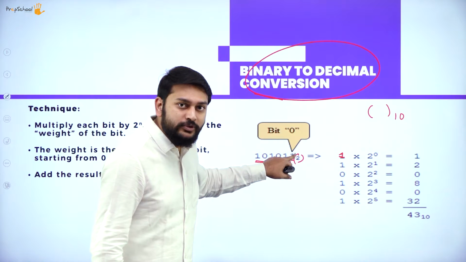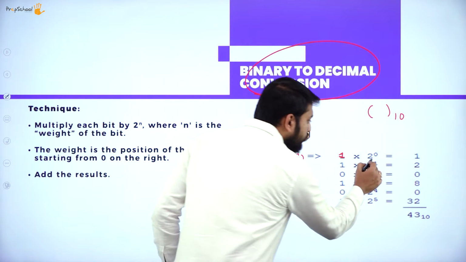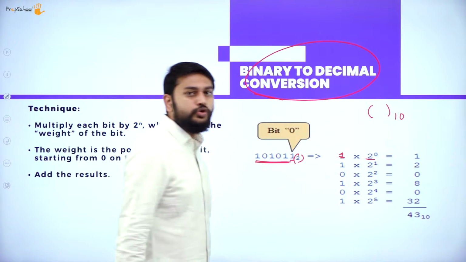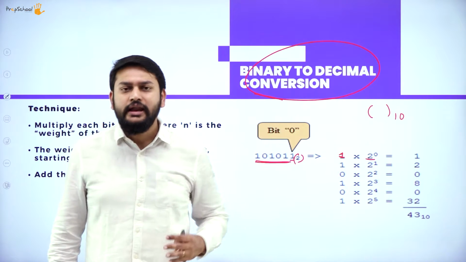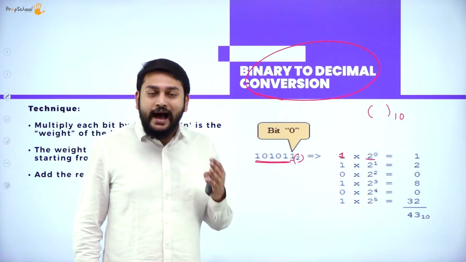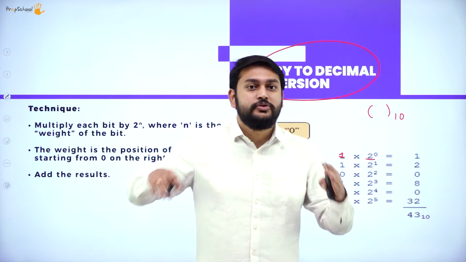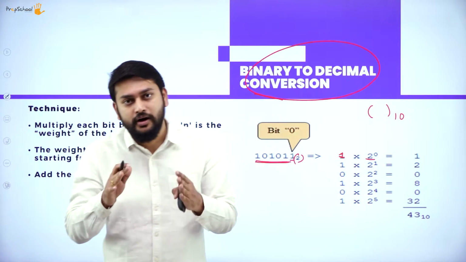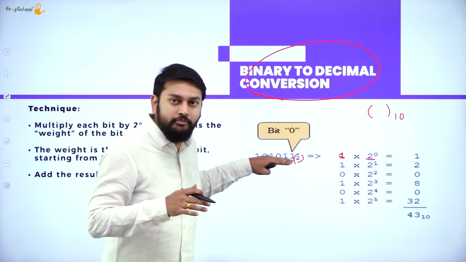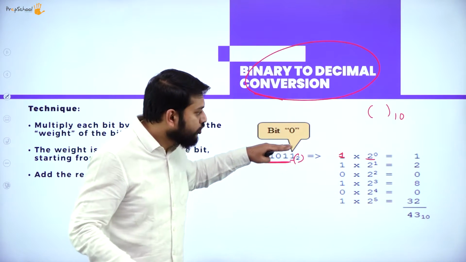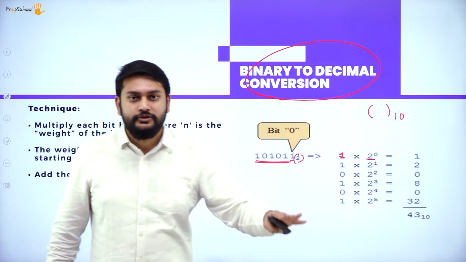What is the first number that I have? I have 1. So 1 into 2 to the power of 0. Why 2 to the power of 0? Why not any other number? Because I am dealing with binary numbers, and that is what you have to remember. Whenever you are converting a binary number to a decimal number, you have to use 2 to the power of some number.